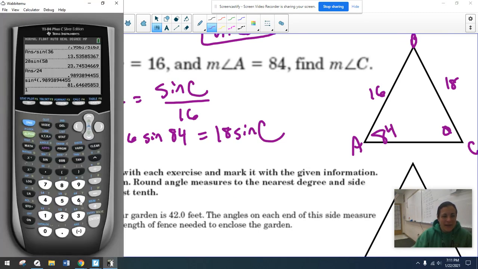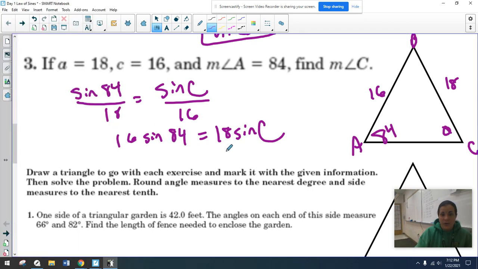So let me multiply 16 times the sine of 84. And then I'm going to divide by this 18 right here. And since I'm looking for the angle, I need to do the inverse sine. And at this time, I'm going to do second and hit answer. So this, when it says ANS, that's your previous answer that they're putting in there. And that works as well. So that's going to give me 62.1 degrees.